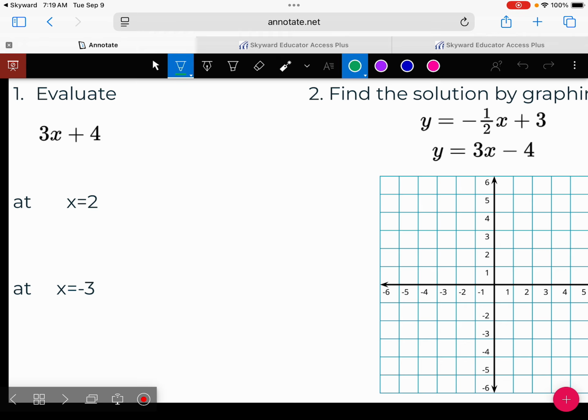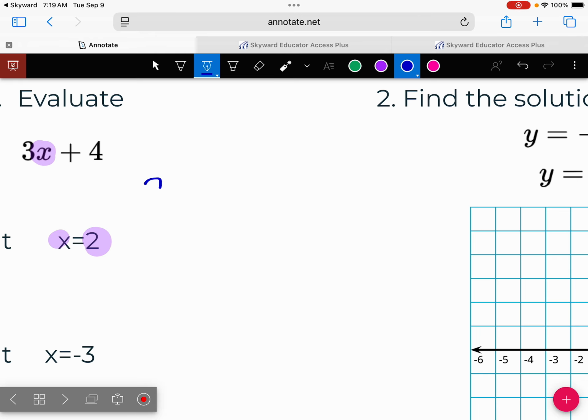Substitute it in. So if I know that x is going to equal 2, I can substitute that in place of the x. In place of, not next to. So we're going to take this 3 and substitute in that 2 right here in place of the x. And then we add 4. And then we're into order of operations.